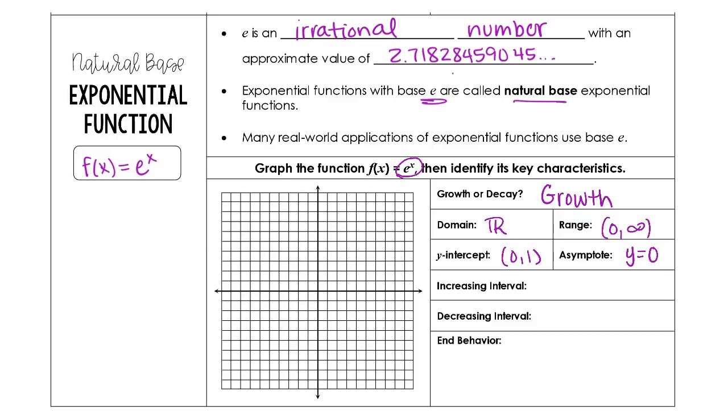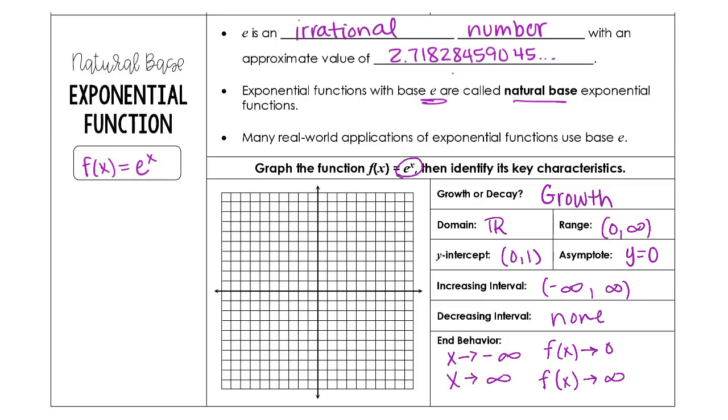Are we increasing or decreasing? Well, if it's growth, we are increasing from negative infinity to positive infinity. Decreasing, there would be none. And even our end behavior is still going to be the same. We still look from positive infinity and negative infinity. And our function here from negative infinity is approaching 0. And from positive infinity, we are approaching positive infinity.